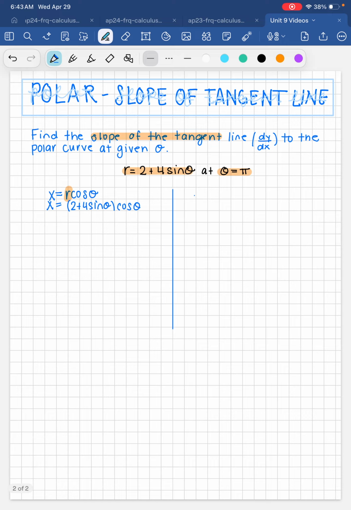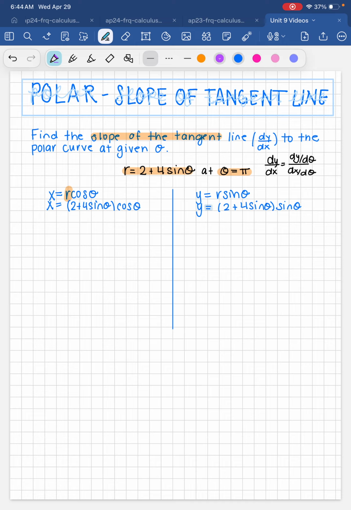We're then going to create y. y is r sine theta. We're going to replace r with 2 plus 4 sine theta, and then we're going to attach the sine theta. So the formula is dy/dx equals dy/d theta over dx/d theta. So we need to now derive x and y with respect to theta. So let's go ahead and do that.